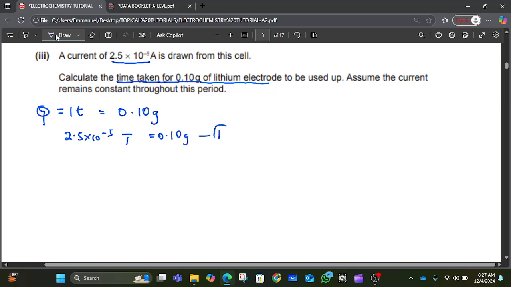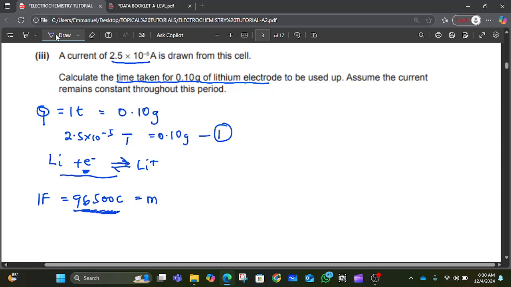We don't know the time, so we maintain it as T, and this is equal to 0.10 grams. This is equation 1. For us to use the second equation, we need to write the half cell equation for the lithium. And so lithium minus e minus gives us Li plus. In this equation, only 1 mole of electron was passed. And so this corresponds to 1 Faraday. And 1 Faraday is equal to 96,500 coulombs. Now, for this charge to be passed, there is a certain mass of lithium that was used up, and we need to find the mass of lithium used up.